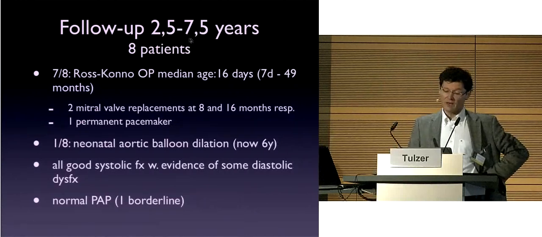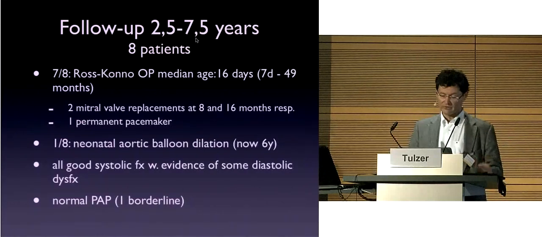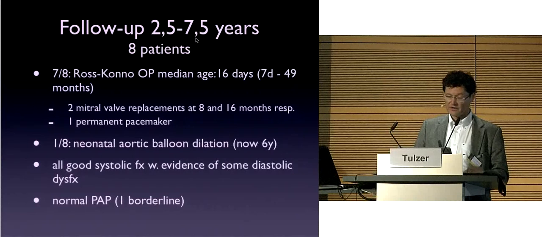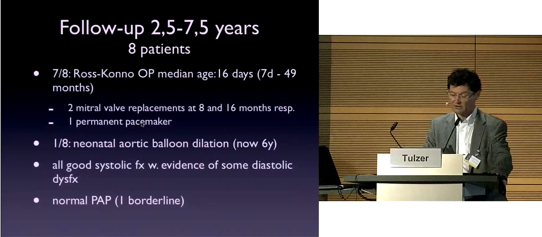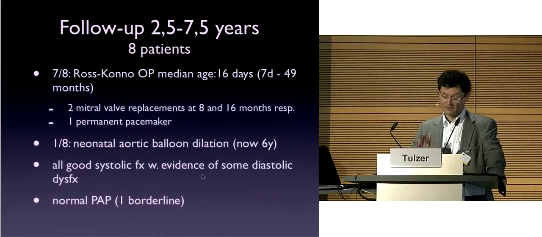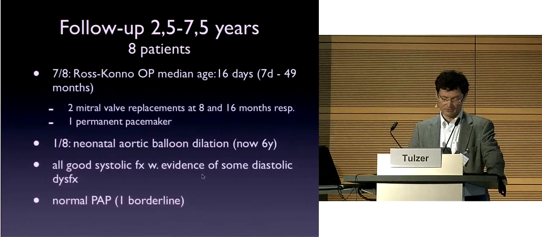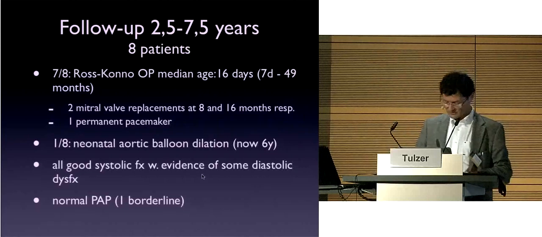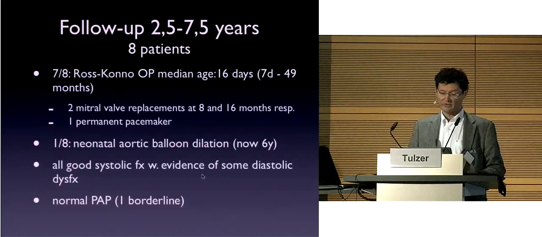The long-term follow-up now: 8 patients we are following for 2.5 to 7.5 years, because this is the really interesting thing. 7 of 8 had a Ross-Konno operation, at a median age of 16 days. 2 needed a mitral valve replacement at 8 and 16 months respectively. 1 needed a permanent pacemaker due to AV block. 1 only was left with a neonatal balloon alone so far. Systolic function was good, but all had some degree of diastolic dysfunction, but all had normal pulmonary pressures, except 1 that had a mean PA pressure of 24 at the age of 3 years.